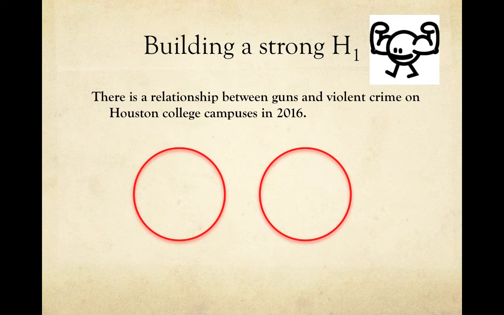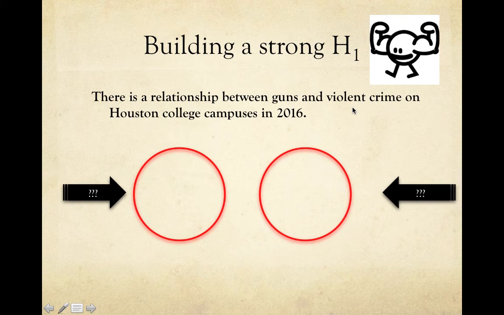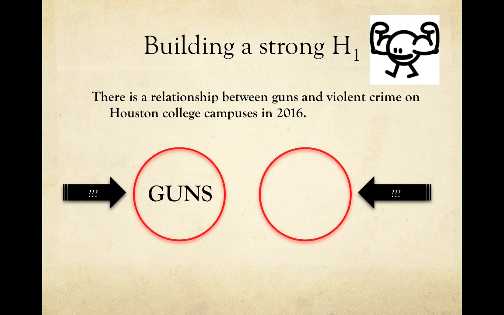Look carefully at our H1. What are the two variables in our H1 here? If you said guns and violent crime, you're correct. Here, the O1 is your measures: gun carrying rate on campus, as well as violent crime rate on campus. Those are your dependent measures.